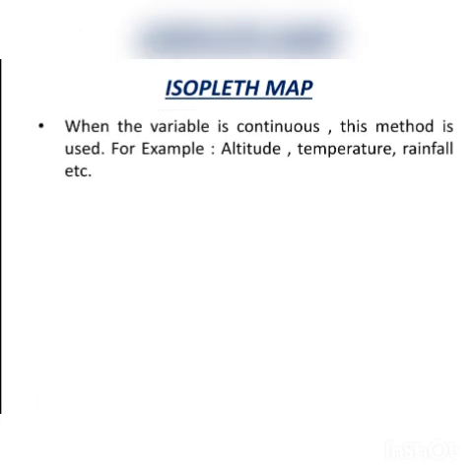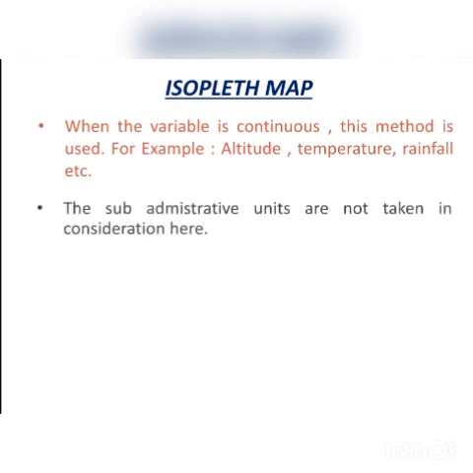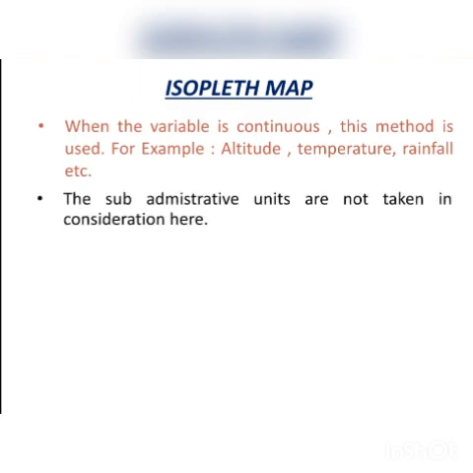When the variable is continuous, this method is used. For example, altitude, temperature, rainfall, etc. Here in this map, you will not see any sub-administrative unit. Therefore, the sub-administrative units are not taken into consideration here.